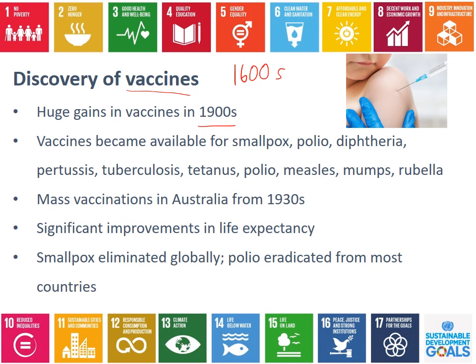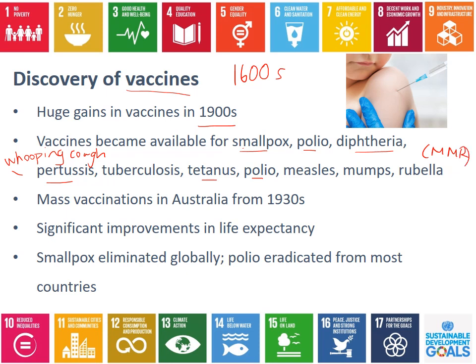There are obviously a lot more vaccines than these ones, but the main ones that have had huge impacts on death rates in both Australia and worldwide are smallpox, polio, diphtheria, pertussis, which is whooping cough, you might have heard of. It doesn't really affect adults too much, but it can kill babies. It really affects their lungs. Tuberculosis, tetanus, polio, and measles, mumps, and rubella, which now comes in a 3-in-1 vaccine called the MMR.